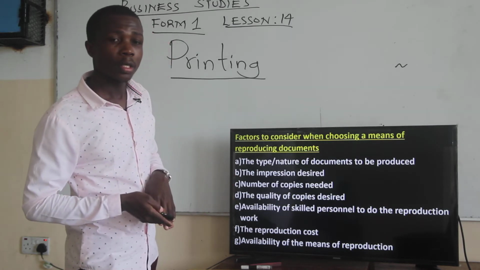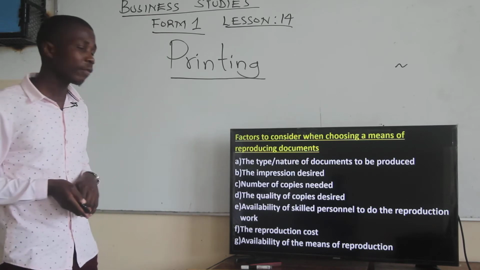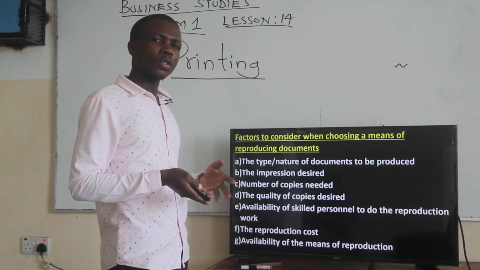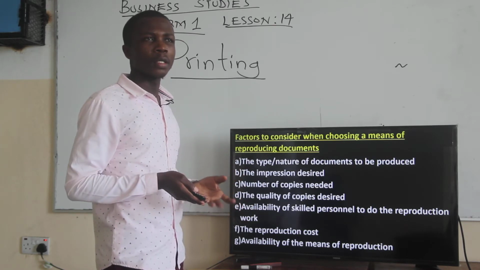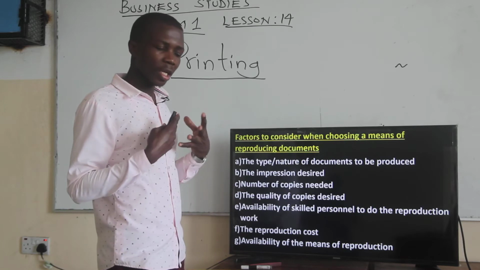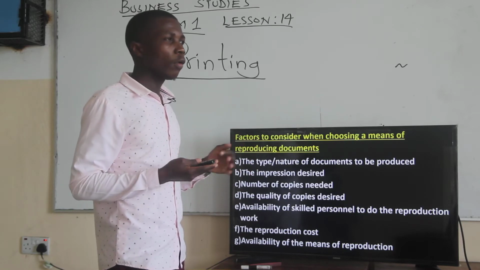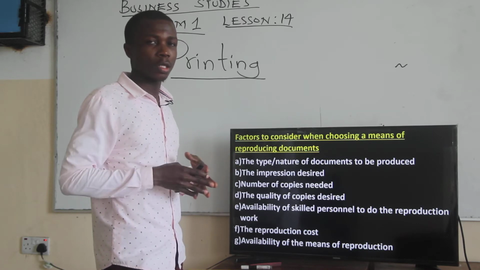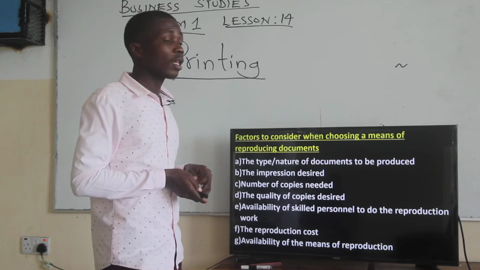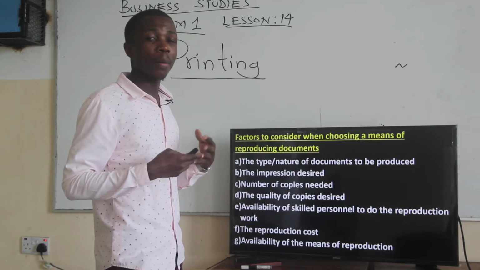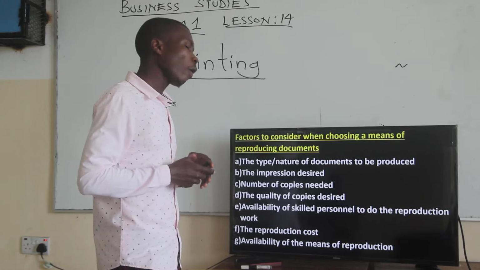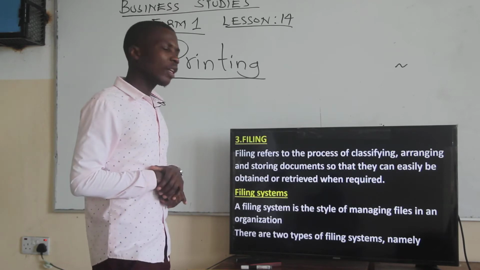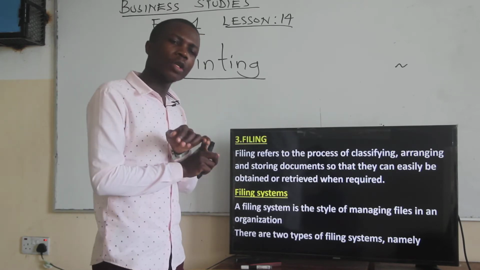Then the last factor to consider is the availability of the means of production. Don't go for the machine which is not available in Kenya. Don't go for the machines which will take you time to acquire. Go for the one which is readily available to make the operation of the business easy, so that you don't waste time. So that's another factor that could be considered by a person who is in need of starting or producing documents.